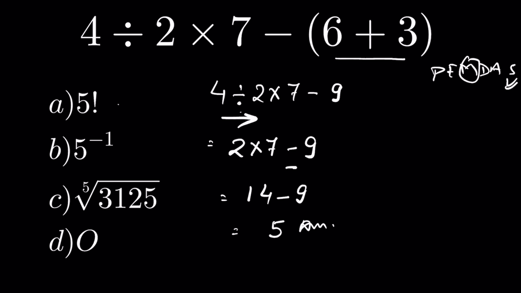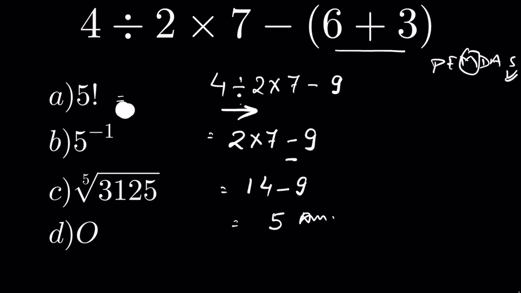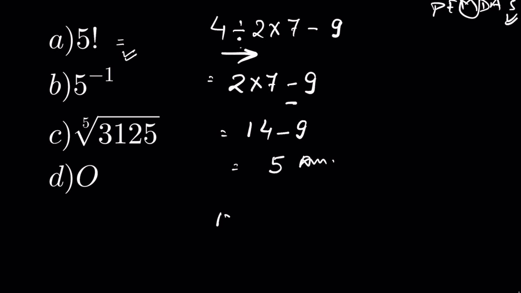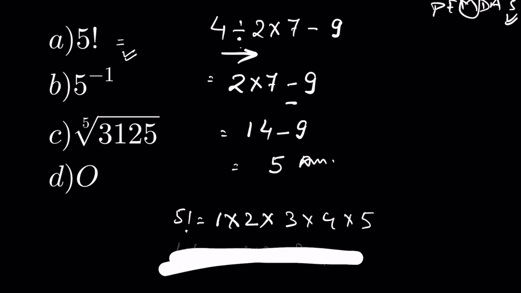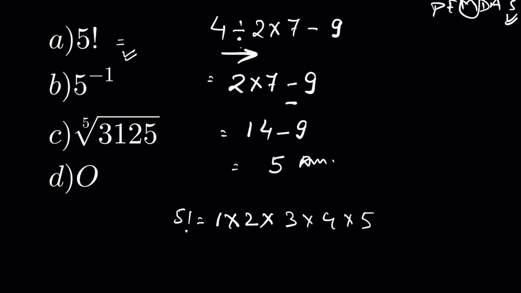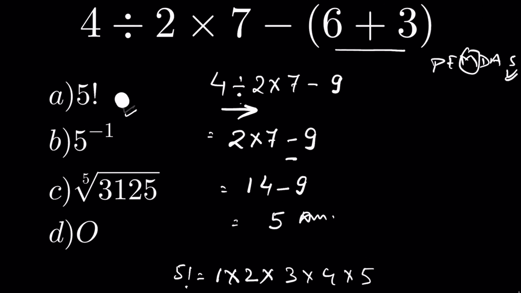5 factorial. 5 factorial means product of all the positive integers till 5. So 5 factorial is 1 times 2 times 3 times 4 times 5. 4 factorial is 1 times 2 times 3 times 4. So 5 factorial is much bigger than 5. So A is not the correct answer.